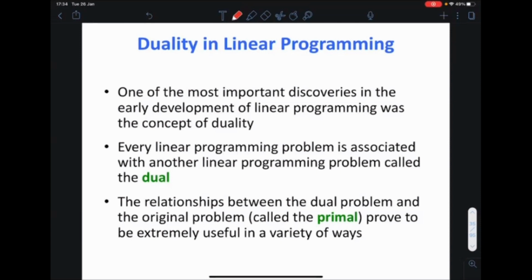Duality is one of the most important discoveries in the development of LP, and it says that each linear programming problem is associated with another linear programming problem, its dual. They are dual to each other. In other words, the original linear programming problem we call the primal problem, and the other we call the dual, and the dual's dual is actually the primal as well.